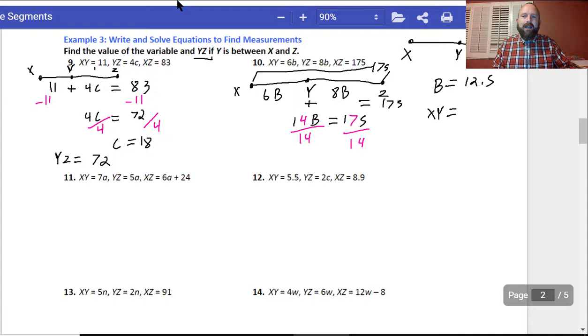XY should equal 6 times 12.5. So I'm going to write 12.5 times 6. I get 75. Now I'm going to write YZ. YZ is 8 times 12.5. So I write 8 times 12.5, and I get 100. Now, technically, I didn't need to multiply 8 by that. I could have just subtracted 175 by 75 and gotten 100, using the subtraction property right there.